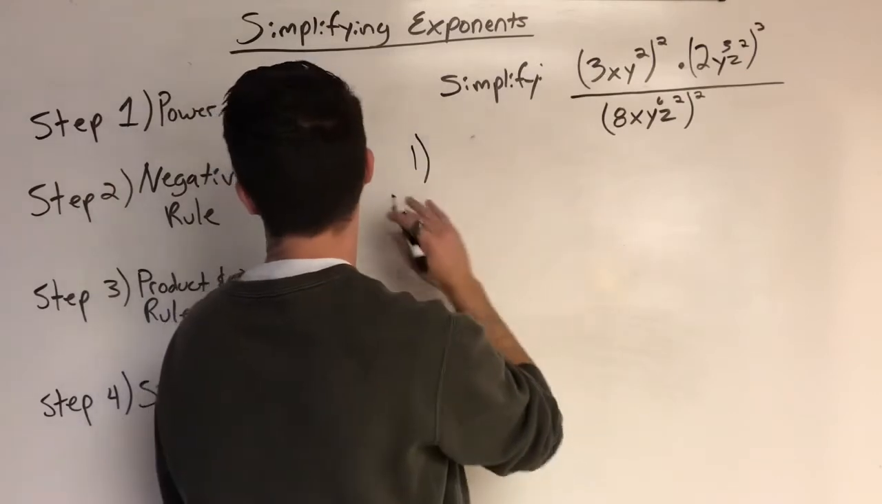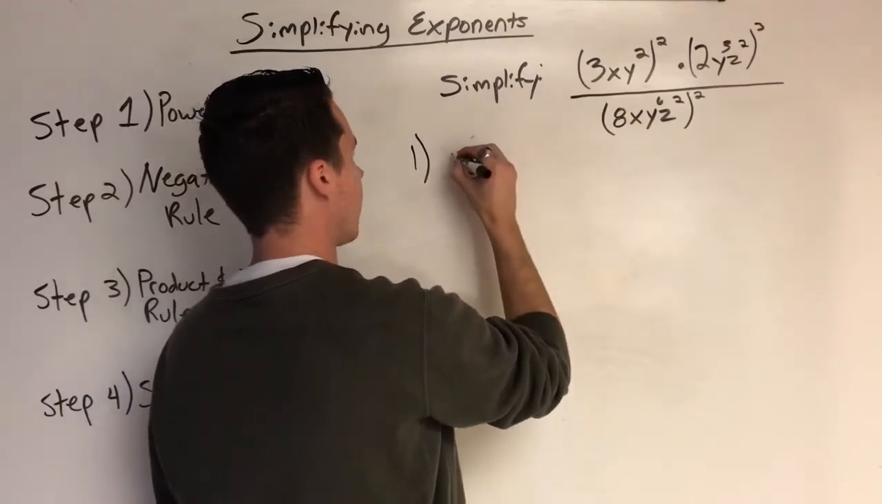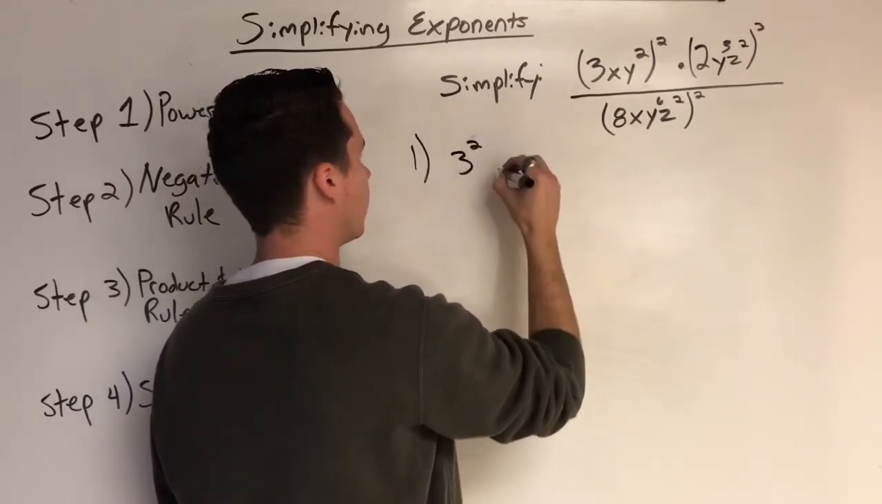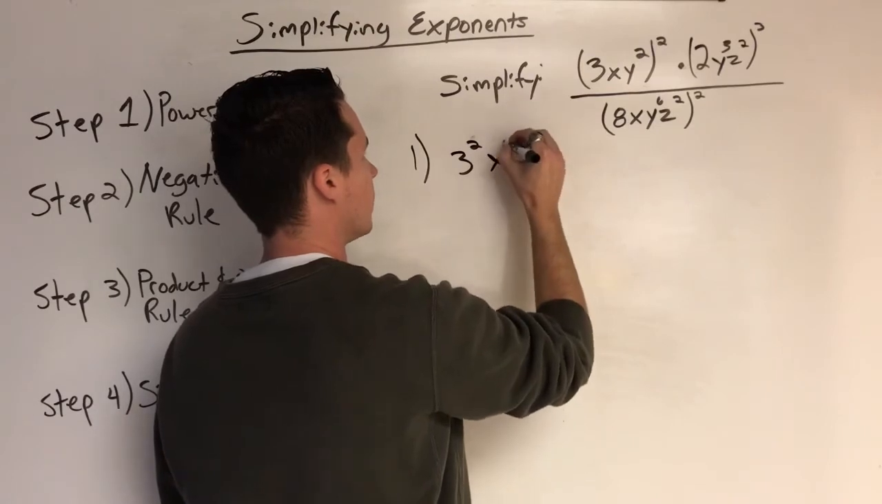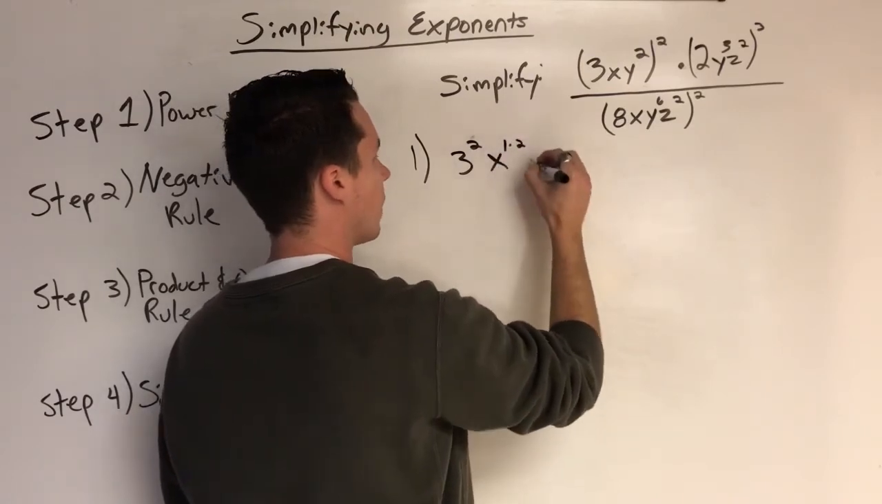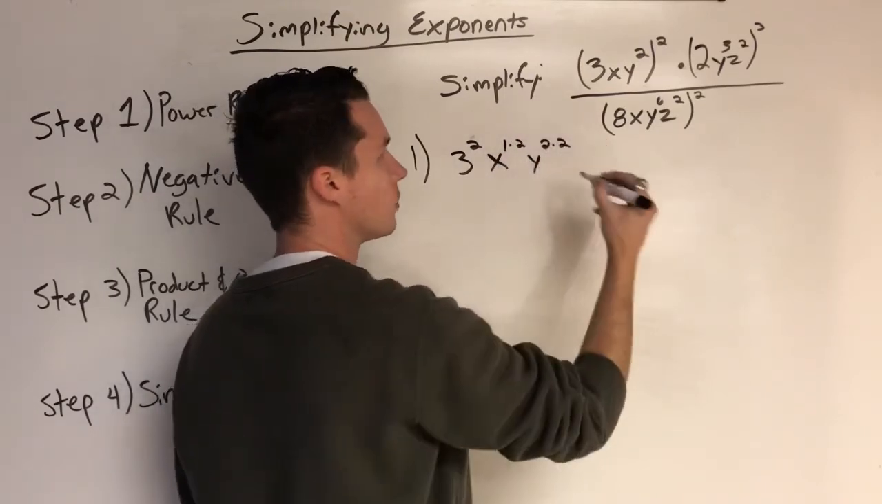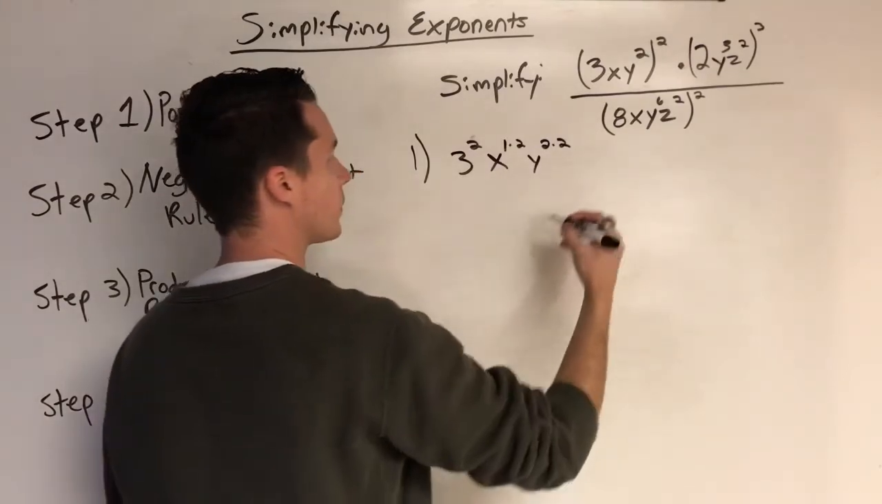So we're going to simplify. Let's rewrite, we're going to do the power rule. So we've got 3 squared, x to the 1 times 2, y to the 2 times 2, power rule, right?